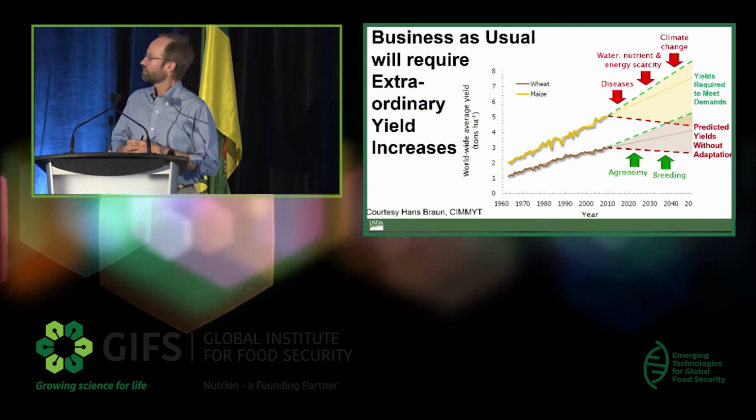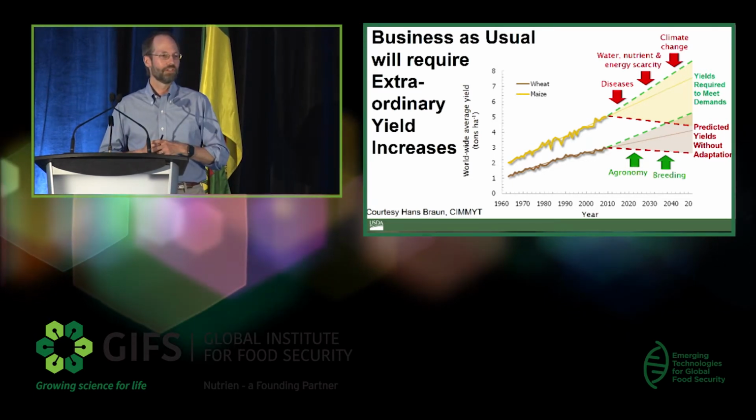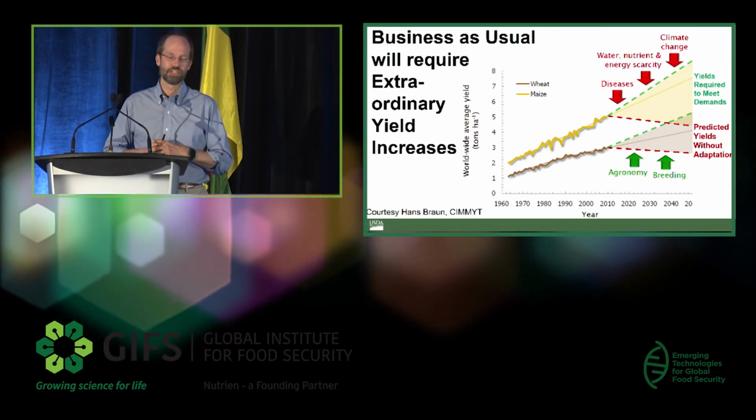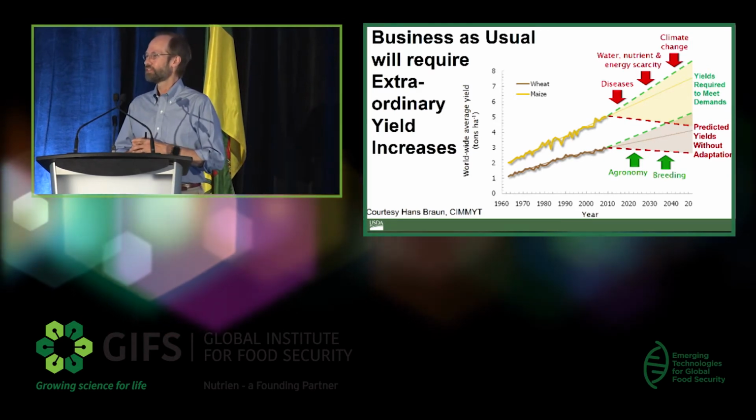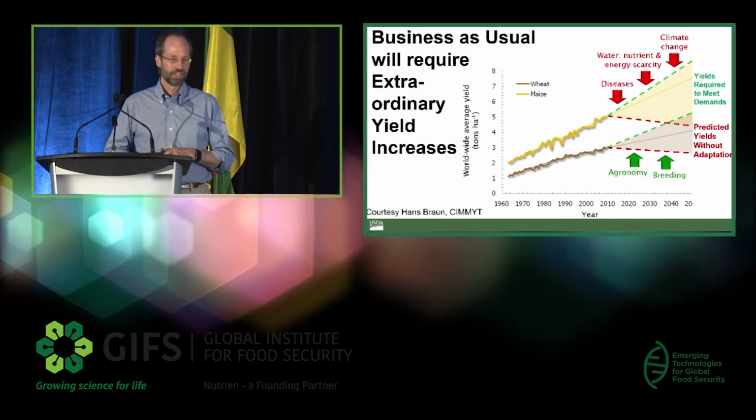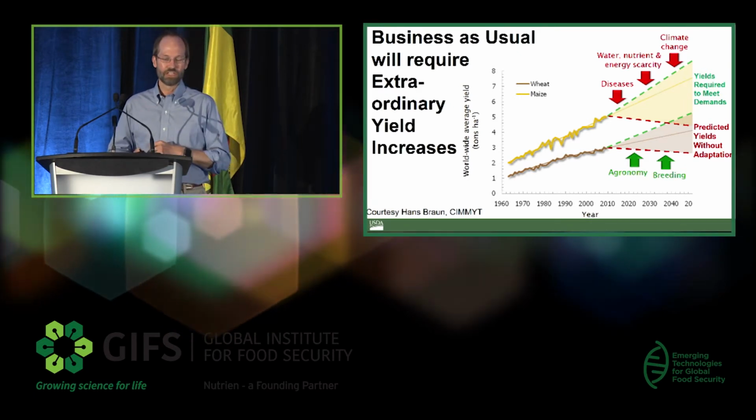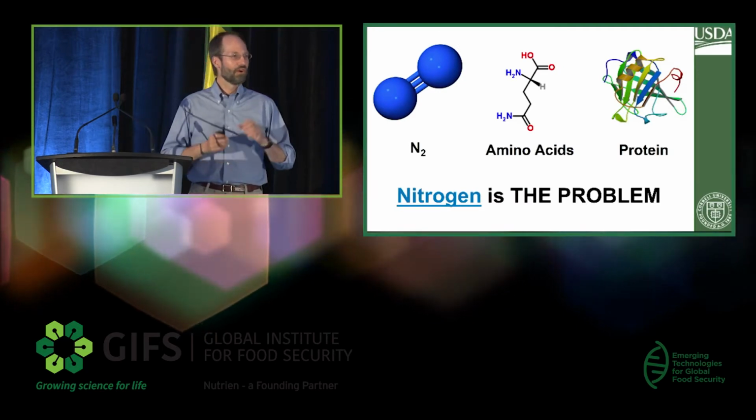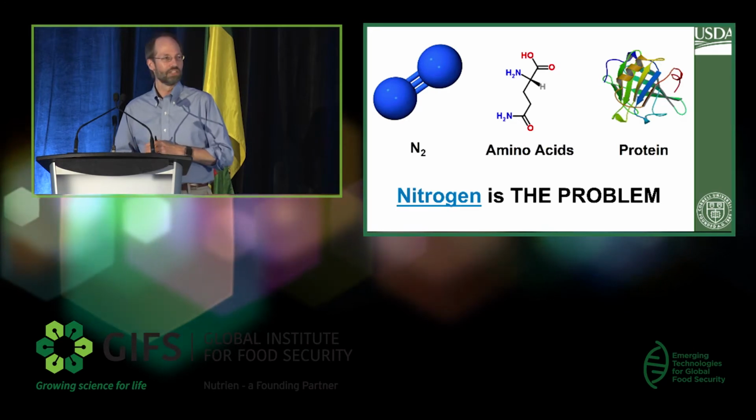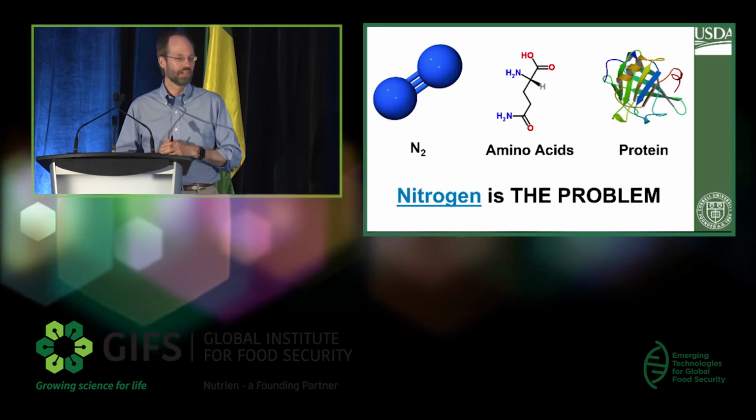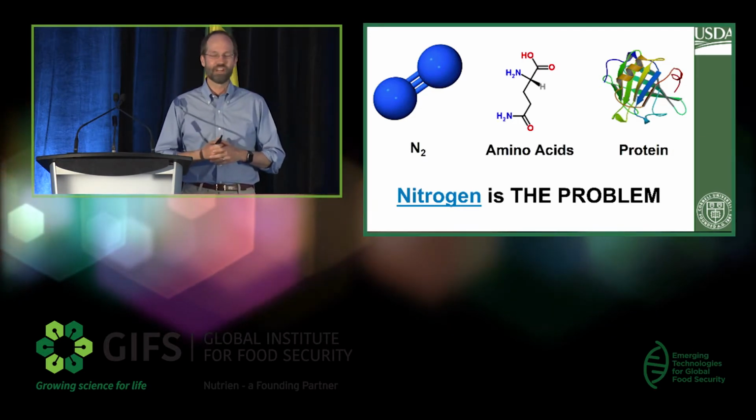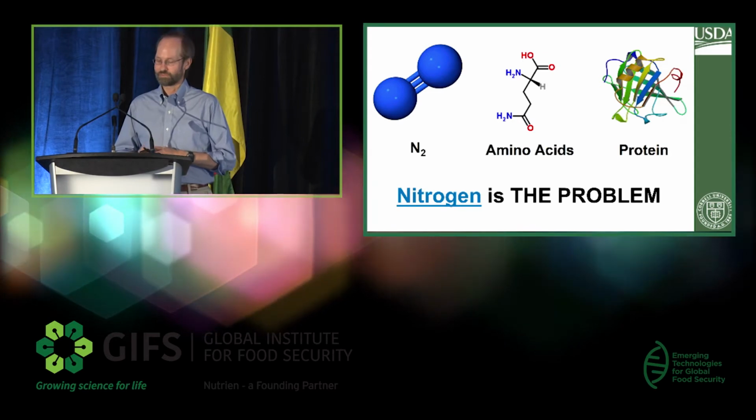But the green line is where we need to be if we want to feed this increasing planet. And I think the basic problem is the gaps between those red lines and the green lines are so massive that I don't think business as usual will be enough to make those come together. So I think the real question is, how do we close that gap? And we've already been talking about it. Giles and others have talked a lot about nitrogen. And I really do think a lot of it comes down to nitrogen. Nitrogen is the problem. How do we take this most abundant gas around us and make it into protein?